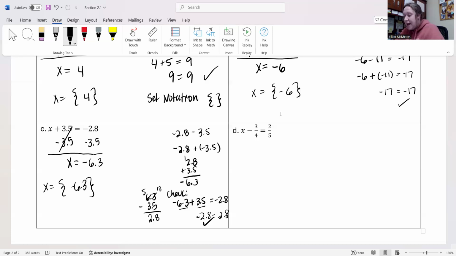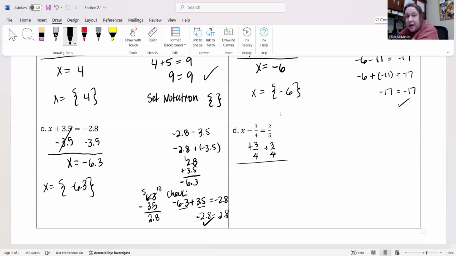Okay, so last up for this part, we have x minus 3/4 equals 2/5. So I want to get my x by itself. That's the whole goal. Isolate your x. What has happened to x? Well, we subtracted 3/4 from it. How do I undo subtraction? I use addition. So I want to add 3/4 to both sides here.